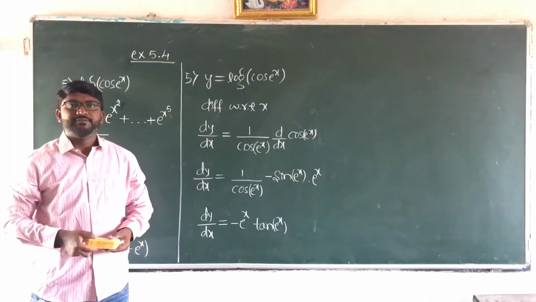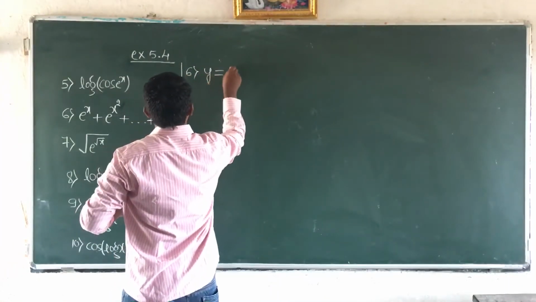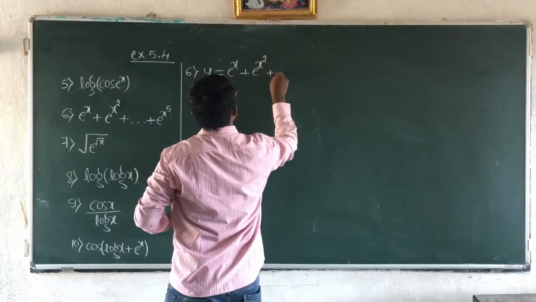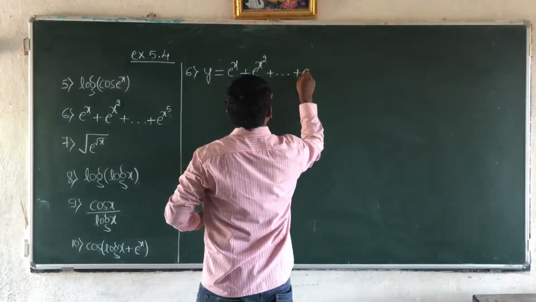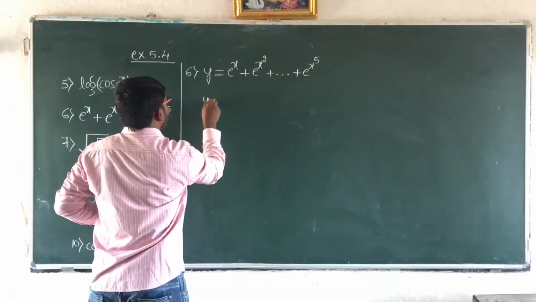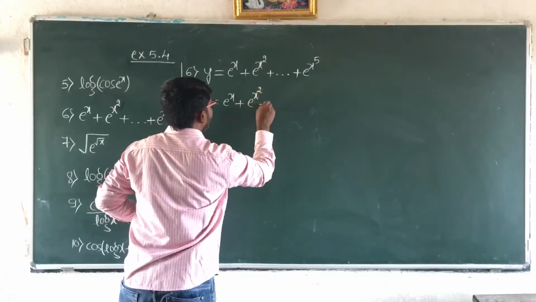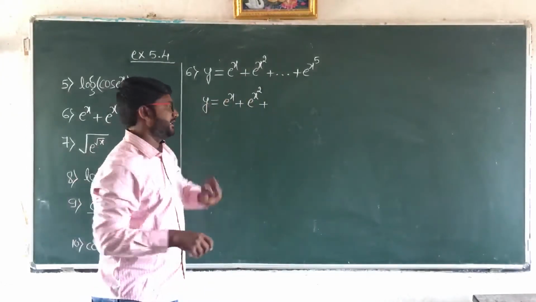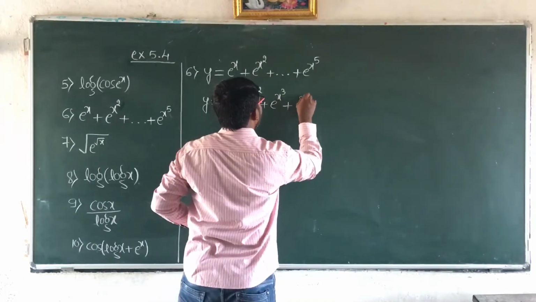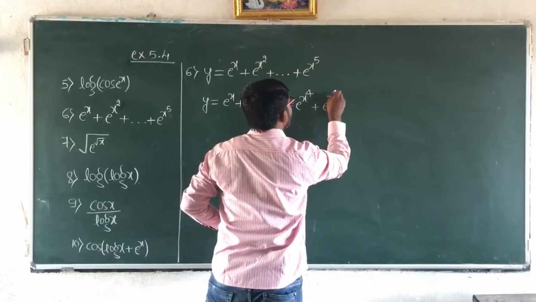So pause the video to note it down. The next problem, it is sixth one. See here, y is equal to e power x plus e power x square plus so on plus e power x to the power 5. So now let us rewrite the function here. e raised to x plus e to the power x square plus, let us write the missing terms here. So it is e power x cube plus e to the power x to the power 4 plus last term, it is e to the power x to the power 5.